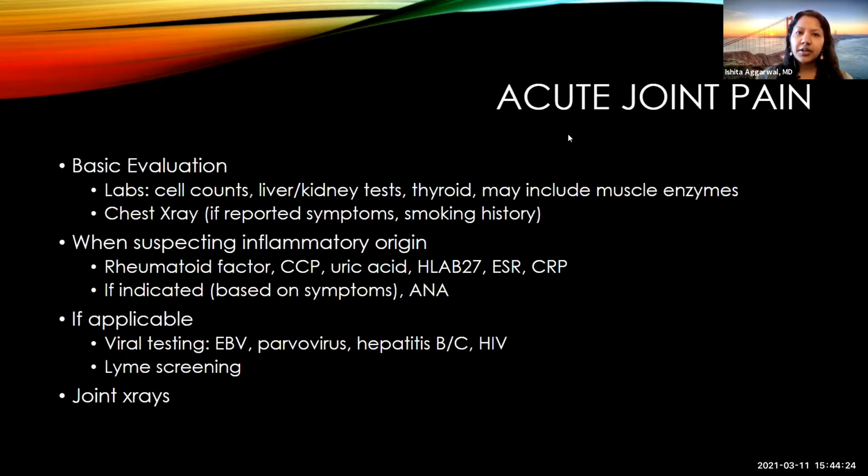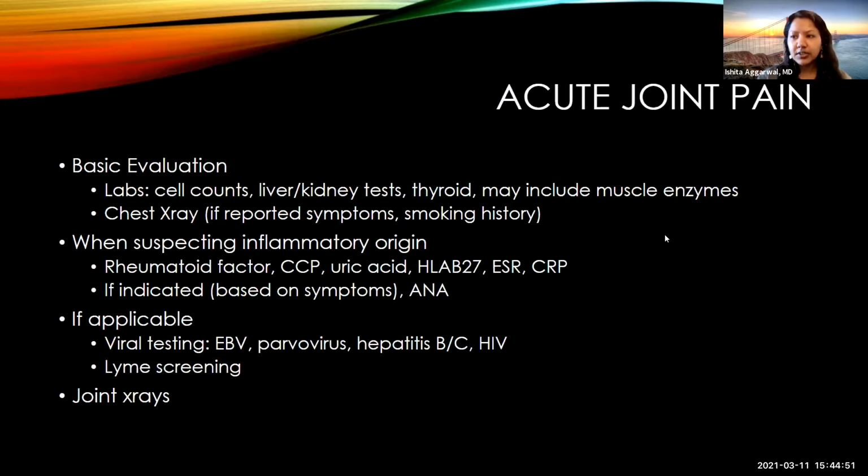In terms of evaluating for acute back pain or acute joint pain, there's a few basic evaluations that we can do. So we usually check for normal cell counts and liver, kidney function tests, thyroid tests. We may check muscle enzymes. We may check a chest x-ray depending on the symptoms that are reported and smoking history.